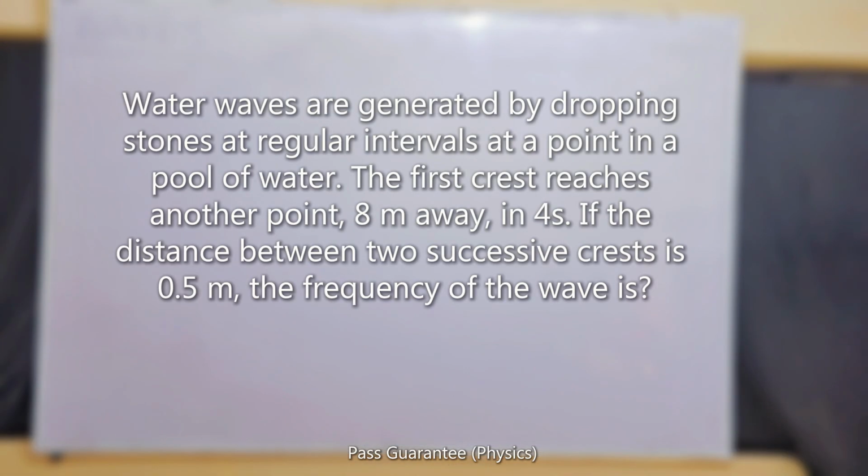Water waves are generated by dropping stones at regular intervals at a point in a pool of water. The first crest reaches another point 8 meters away in 4 seconds. If the distance between two successive crests is 0.5 meters, the frequency of the wave is dash.